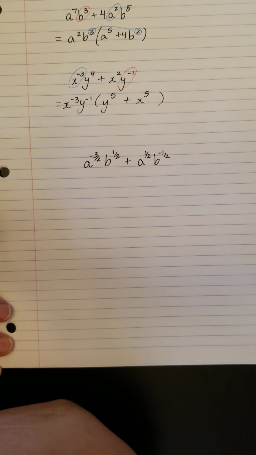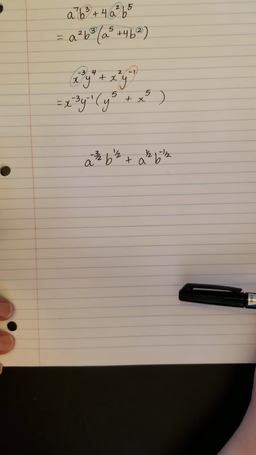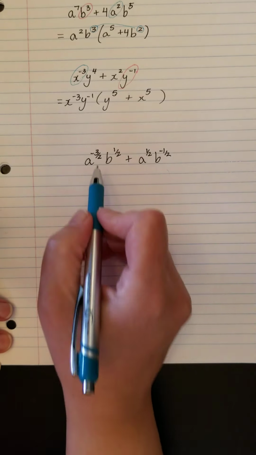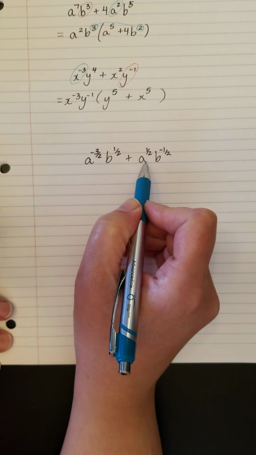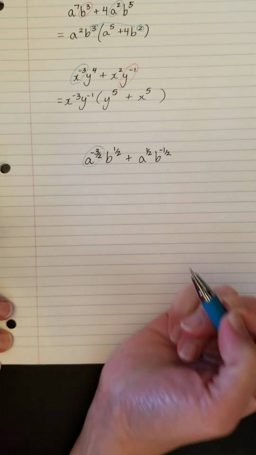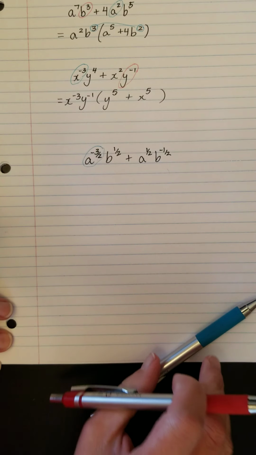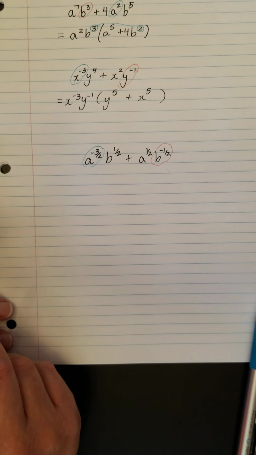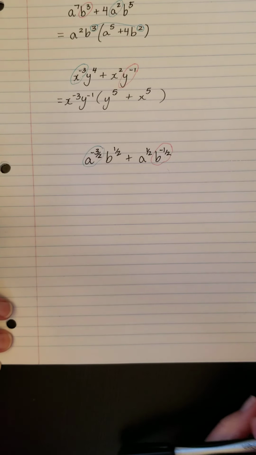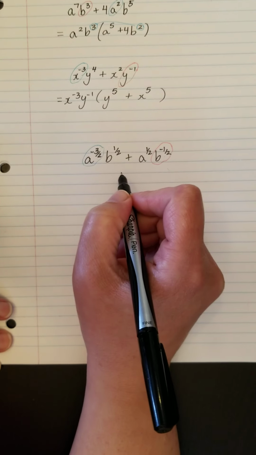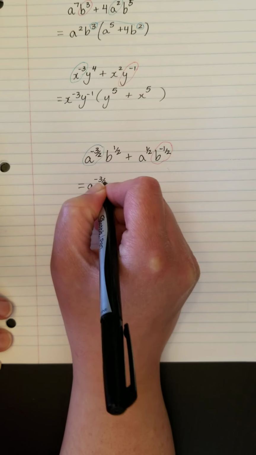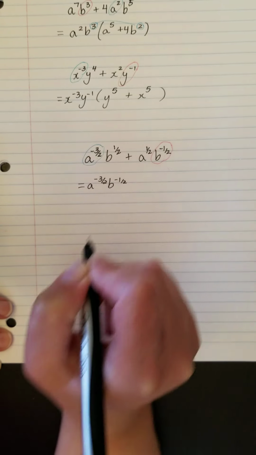So in this case, I want to look for each variable term and see which is the smallest exponent. So for my a's, I have a negative 3 over 2 exponent and a 1/2 exponent. So negative 3 over 2, that's the smaller one. And then for my b's, I have positive 1/2 and negative 1/2, and the negative 1/2 is the smaller exponent. So here I would common factor out those two smallest exponents. So I would say this is a to the negative 3 over 2, b to the negative 1/2.